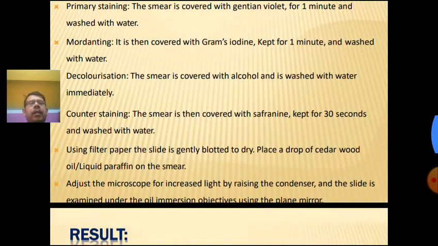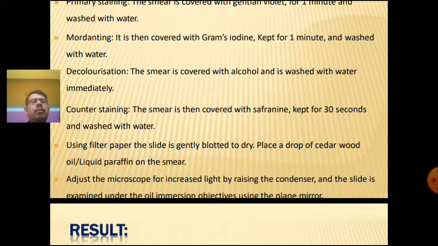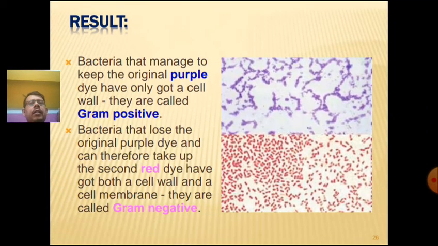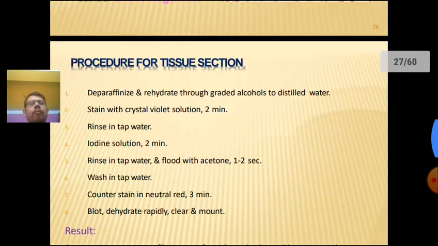Using filter paper, the slide is blotted dry, and a drop of cedarwood oil or liquid paraffin is put on the smear. Adjust the microscope, increase the light by raising the condenser, and examine the slide under the oil immersion objective using the plane mirror. As a result, bacteria that keep the purple color dye are gram-positive. If it is a red color, it is gram-negative.